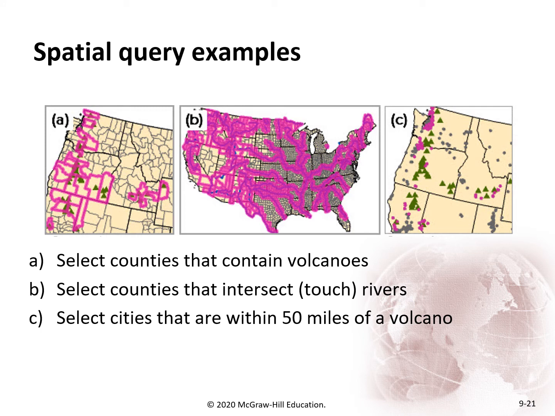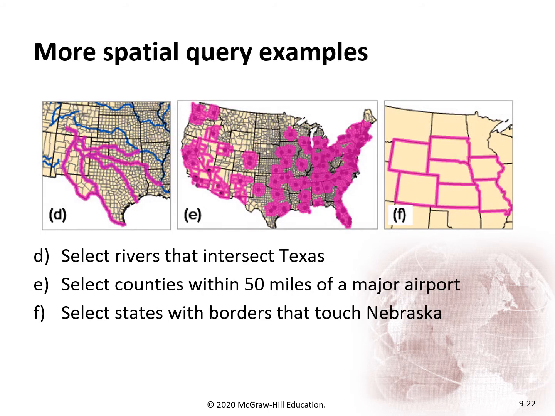Here are 3 basic examples of different types of spatial queries. And here are some more.